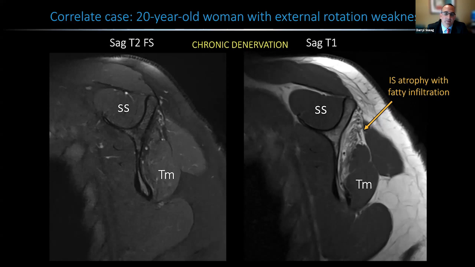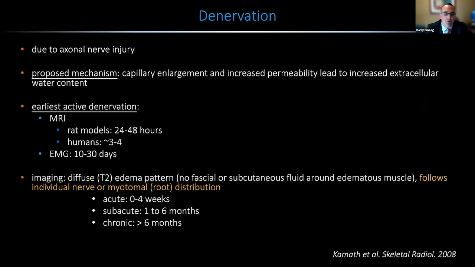And typically, if the nerve does not recover by about 6 months, sometimes a little earlier, you may start to see fatty infiltration. And this is not a good sign. This means that this is an irreversible process. I'd like to comment a little bit about denervation or make a few points.